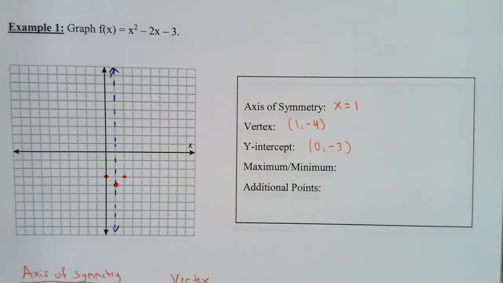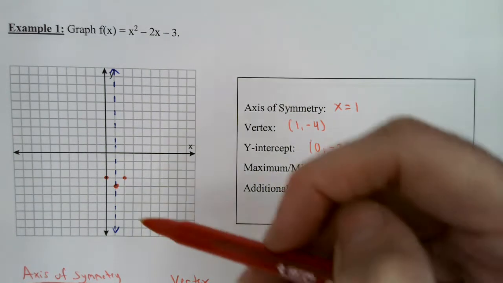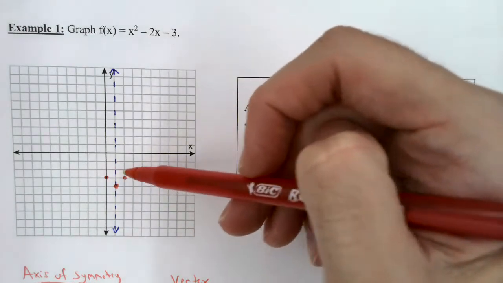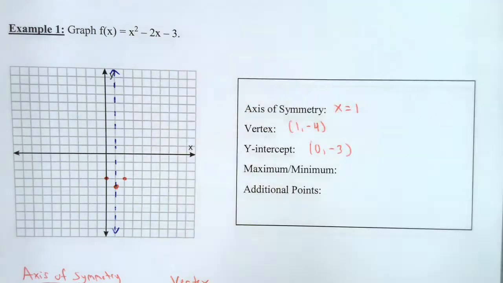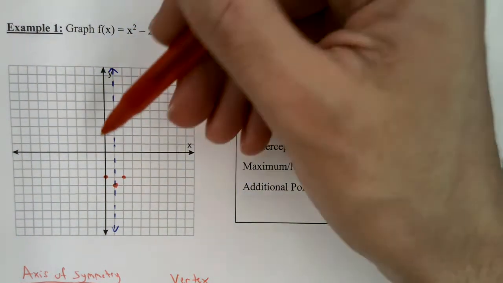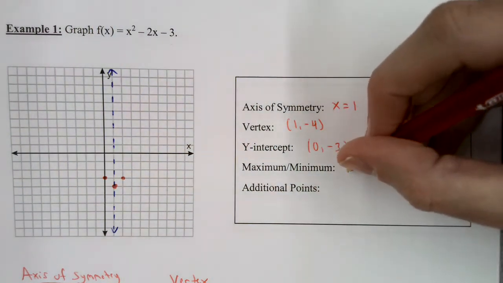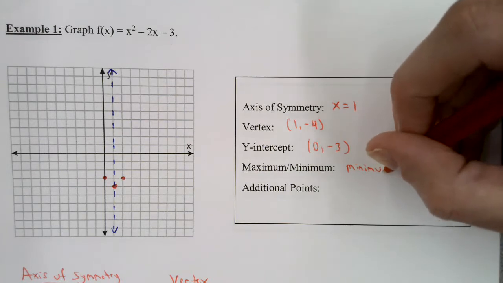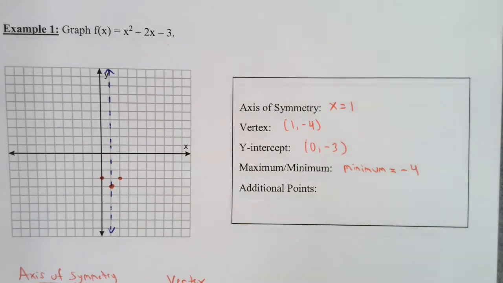Okay, and now, first of all, maximum or minimum. You can see the graph is opening up. Whenever it's a positive x squared, it always opens up. If it's a negative x squared, it means it opens down. But anyway, this graph is opening up, which means we have a minimum. And remember, the minimum always equals the y value of the vertex. So minimum equals negative 4.